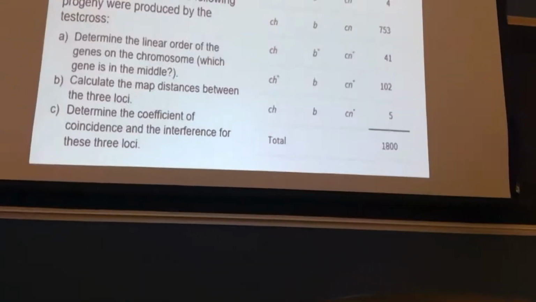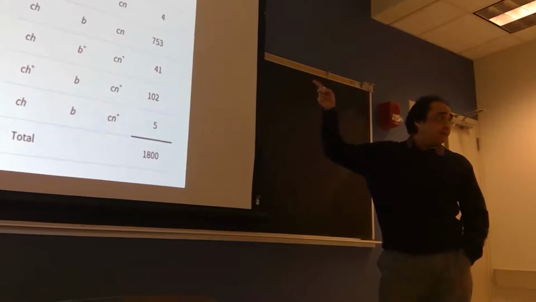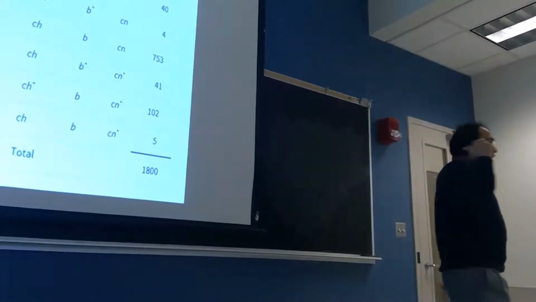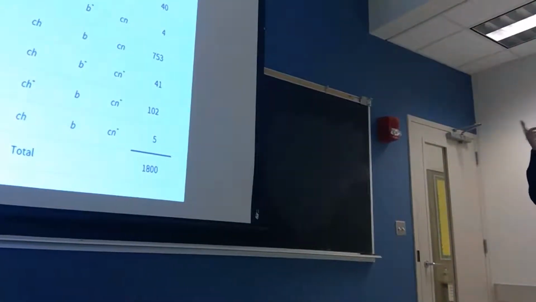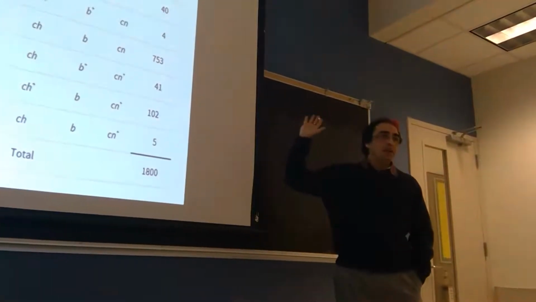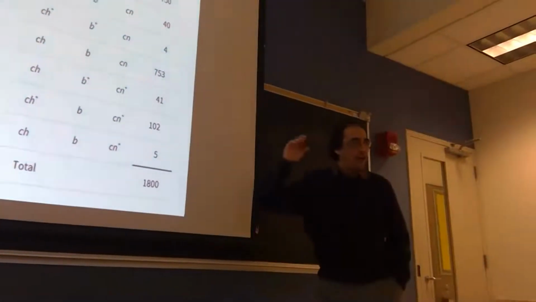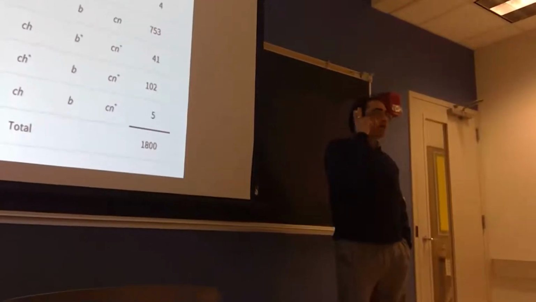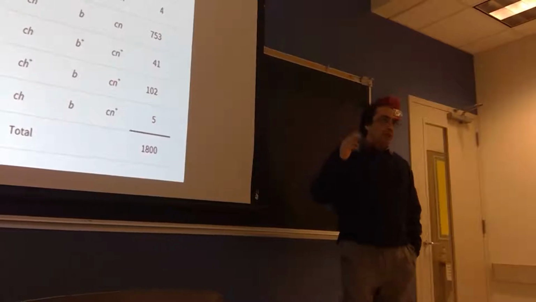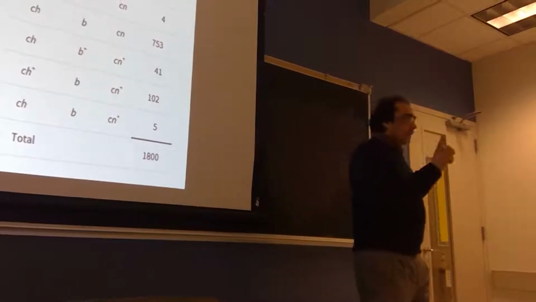Okay, so from here, these are the phenotypes. Why? Because it was test crossed. Test cross means the other gene is always recessive. If those are recessives, then these will be their phenotype. Okay. So CH, B plus, CN. At first, we need to find out two things. The first step is to find out the non-crossover type and double crossover type, based on these numbers. That is the first step.